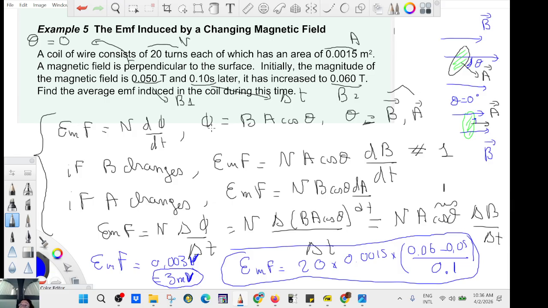Okay, it's changed its mind. It's not diverging. It's not converging. It's going around. We can even say it's a circulating EMF. You cannot say it's between this point and that point. It's just induced, and it's circulating.